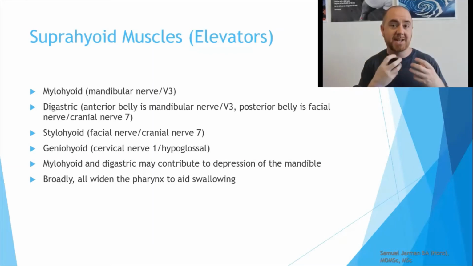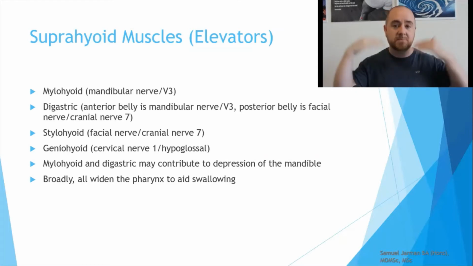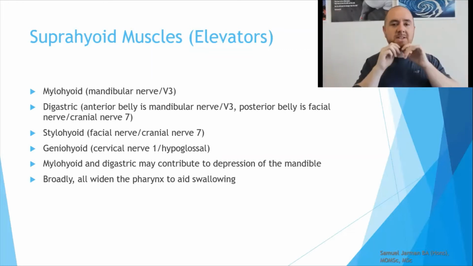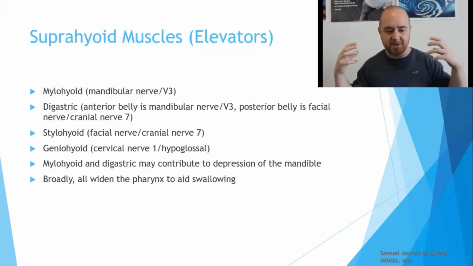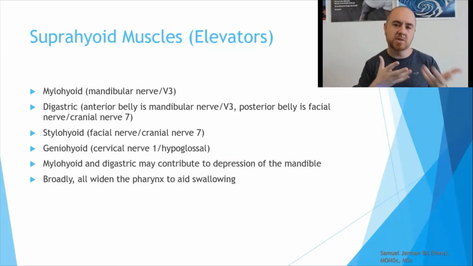But they can help change the shape to allow for swallowing to occur more smoothly, at least in that upper portion. So elevation, all of them, some of them, so mylohyoid and digastric, can help depress or pull down the mandible, and then generally, again, they'll all change the shape of the mouth or the orifice to aid in swallowing.